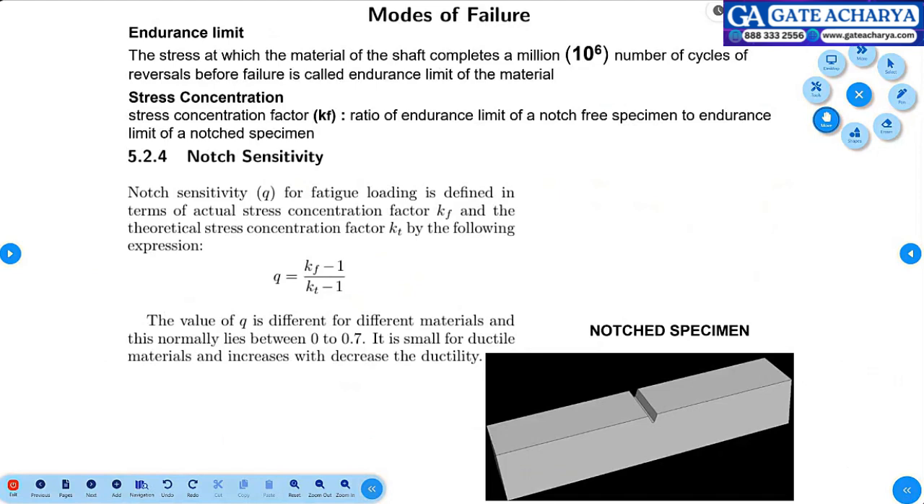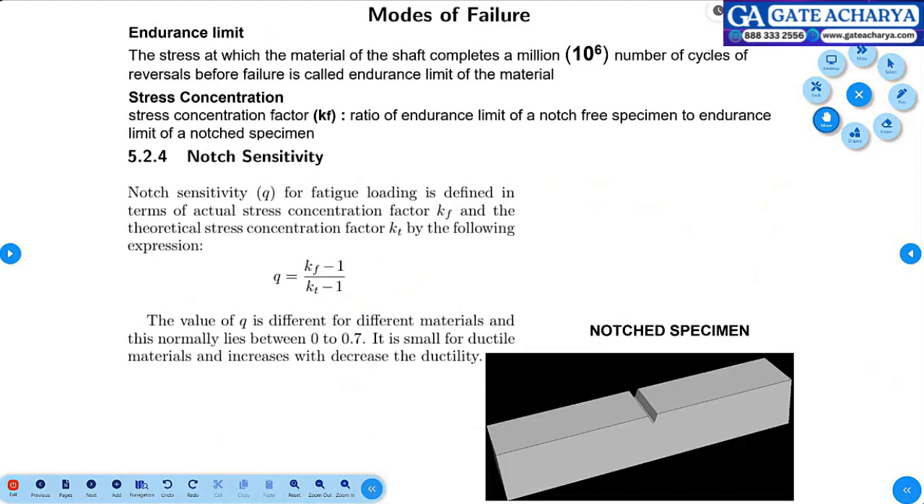Right? Then what is meant by stress concentration factor? The ratio of endurance limit of a notch-free specimen divided by endurance limit of a notched specimen. See, to catch hold of the voids and cracks, we put a notch in the material and then we are going to break it. Bend it, straighten it, bend it, straighten it. The crack will travel and you'll end up in a total catastrophic failure.